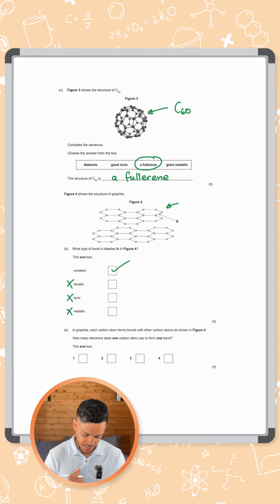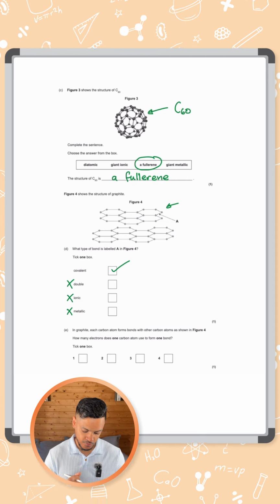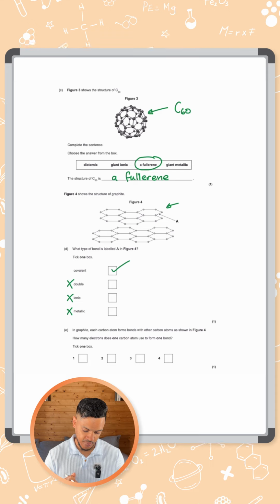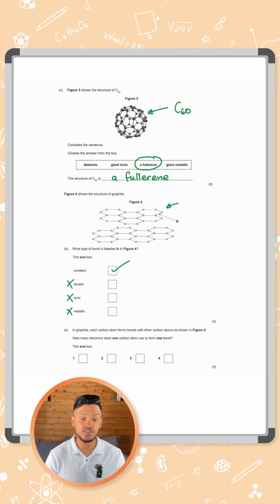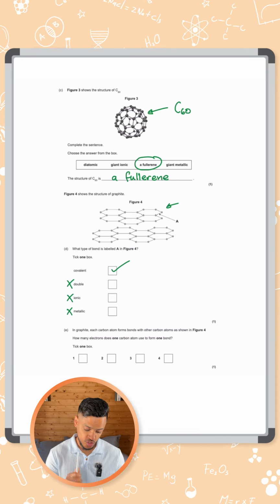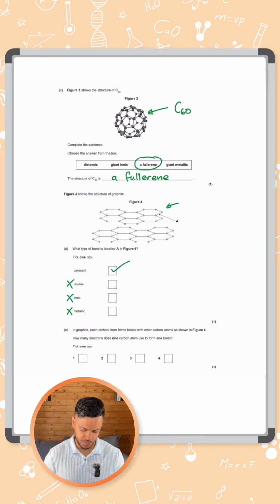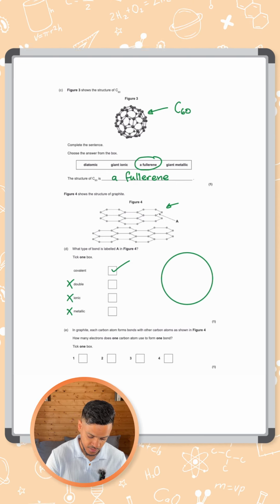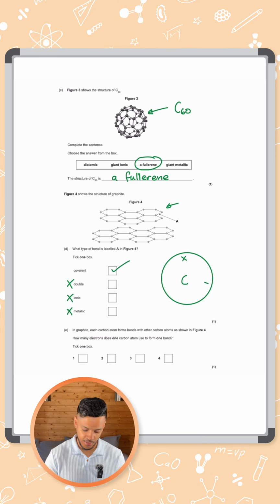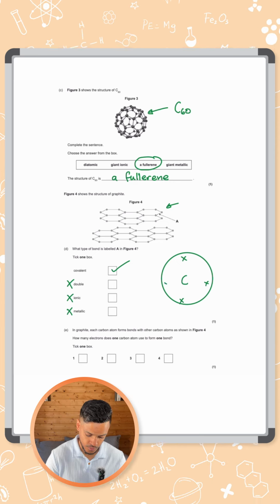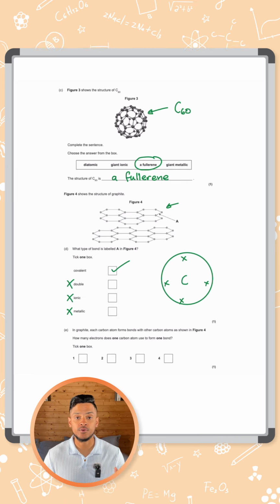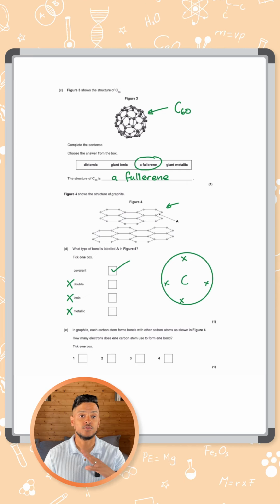Last part of the question, in graphite, each carbon atom forms bonds with other carbon atoms, as shown in figure 4. How many electrons does one carbon atom use to form one bond? So if we look at the number of outer electrons carbon has, it's in group 4, so that means it has 4 electrons on its outer shell. And usually they form 4 bonds, so one carbon atom forms 4 bonds around it.